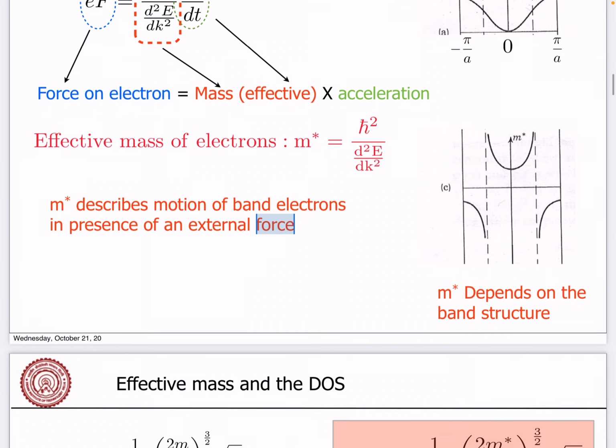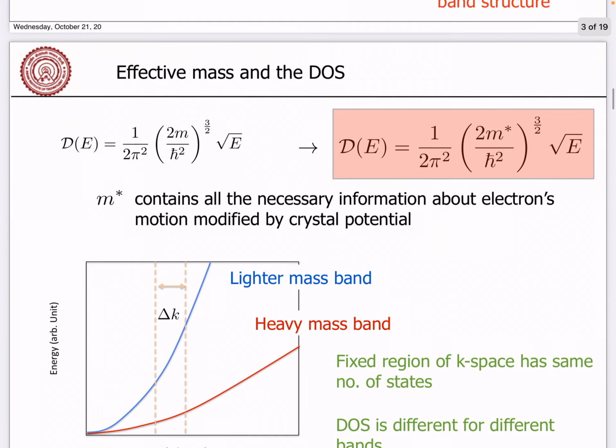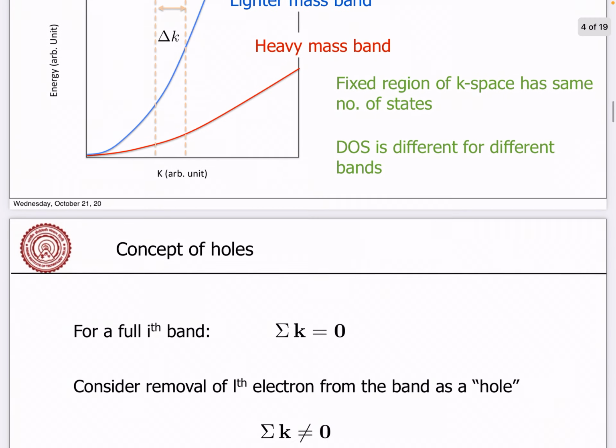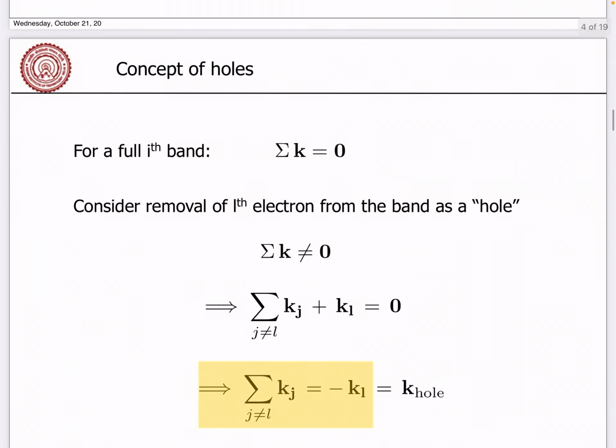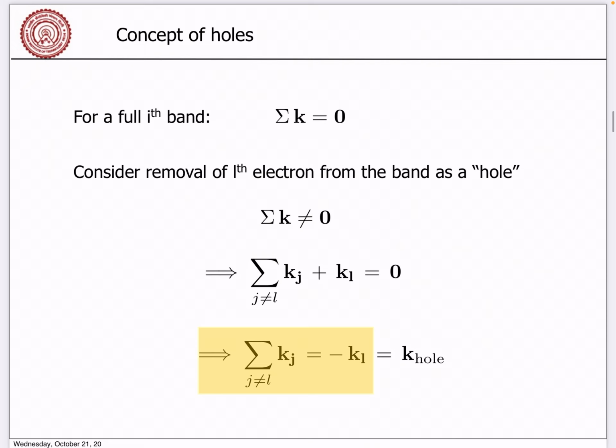There was a question: what does it mean for the mass of an electron to be negative? Let us try to understand that. We can understand it with the concept of holes. Now let us see what a hole is in the context of a solid. Holes, of course, you know, but in the context of a solid, it has a different meaning.